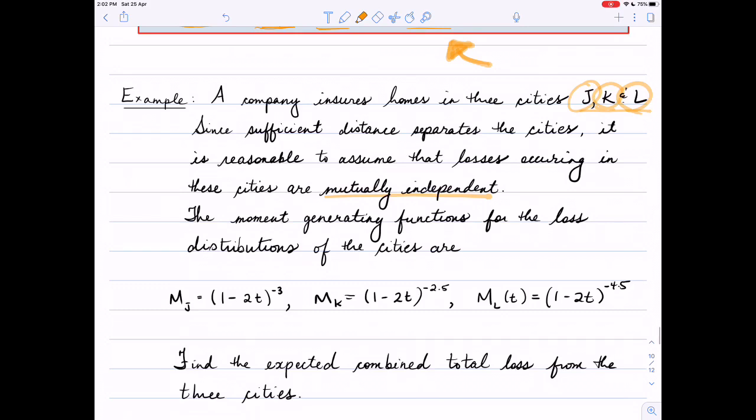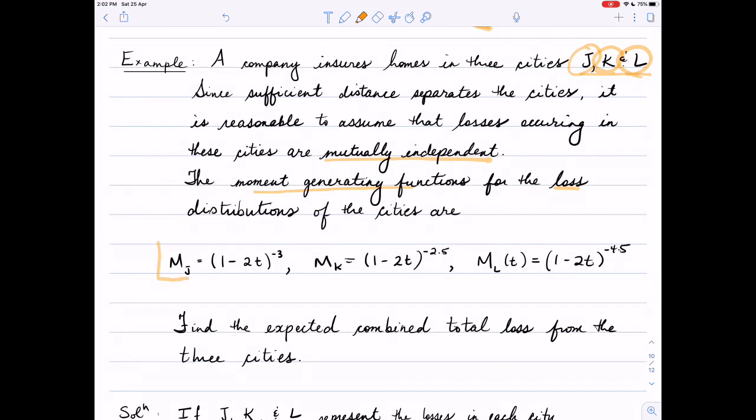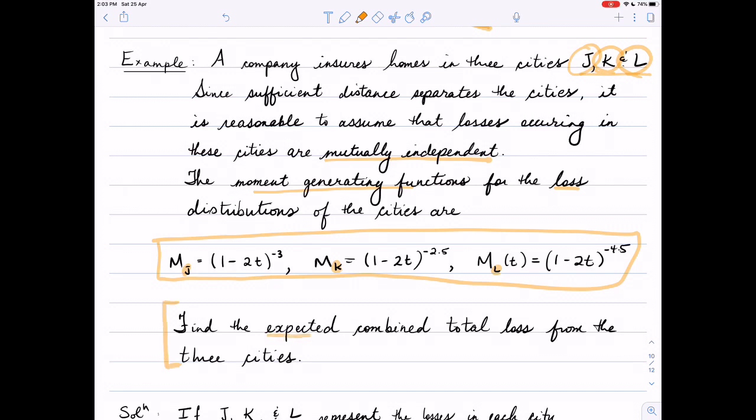Also, somewhat magically, the moment generating functions for the loss distributions in each city are known, and they are known to be these. So the moment generating function for the losses in J is given here as 1 minus 2t to the minus 3. The moment generating function for the losses in city K is given as you see here, and in city L as you see here. What we are asked to do is find the expected combined total loss from the three cities together.